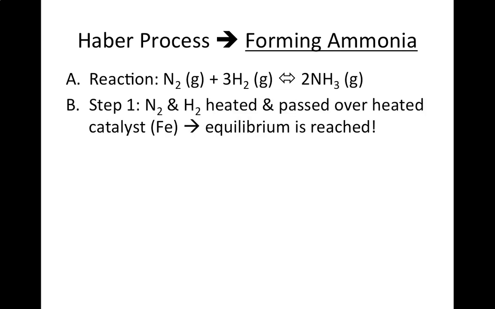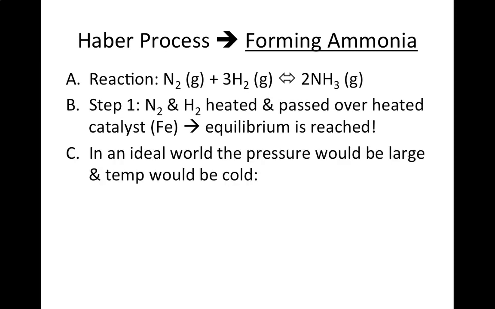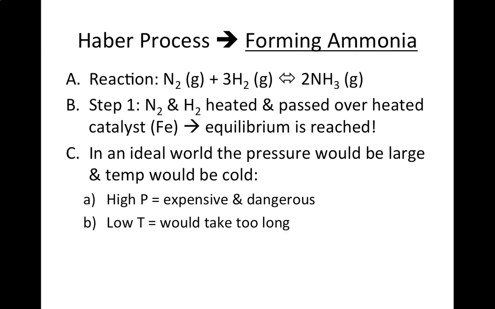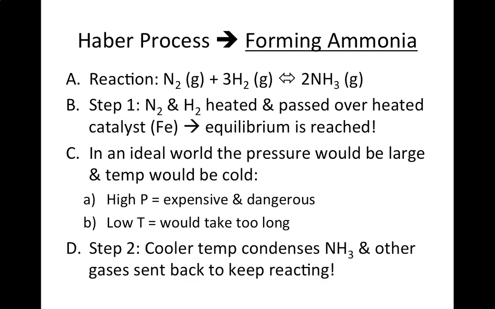The first step, we take nitrogen and hydrogen and we heat them. They pass over a heated catalyst, and then we reach equilibrium. In the ideal world, we would have a large pressure and really cold temperature, but the high pressure is expensive and dangerous, so that's not ideal for us. The low temperature means that our rate is going to decrease, so that's not good for us either. It would take too long.